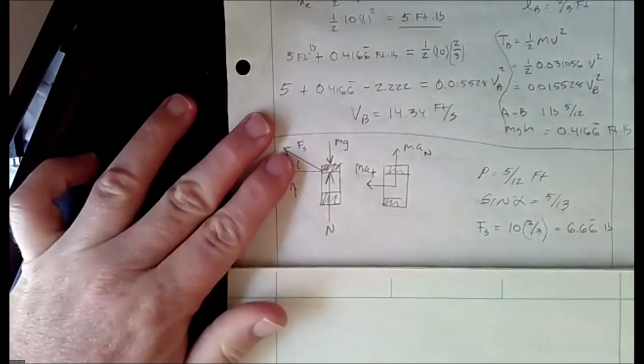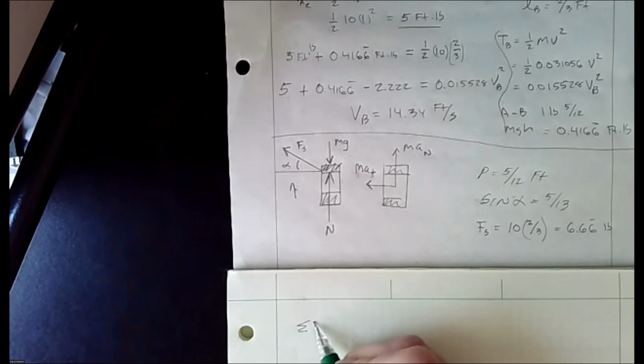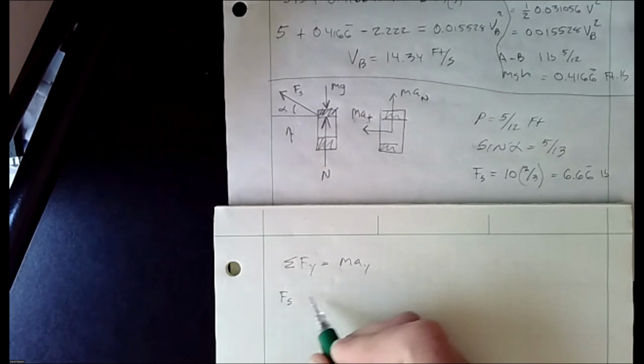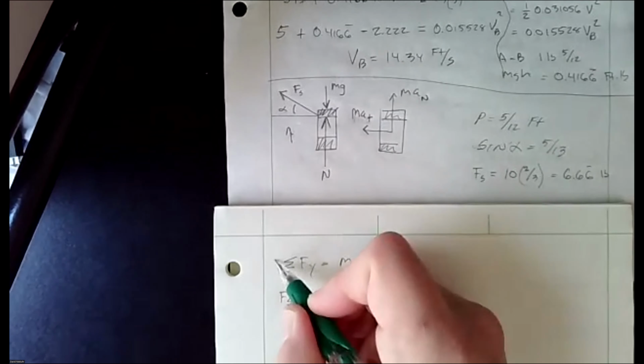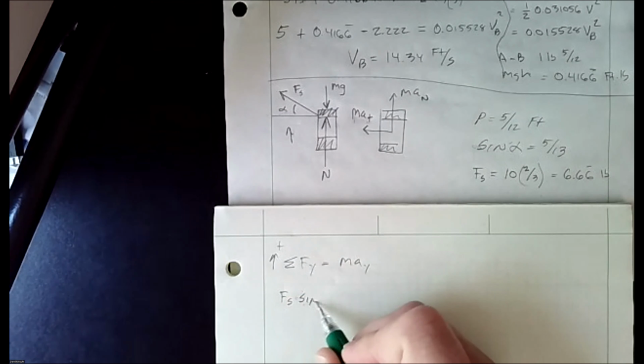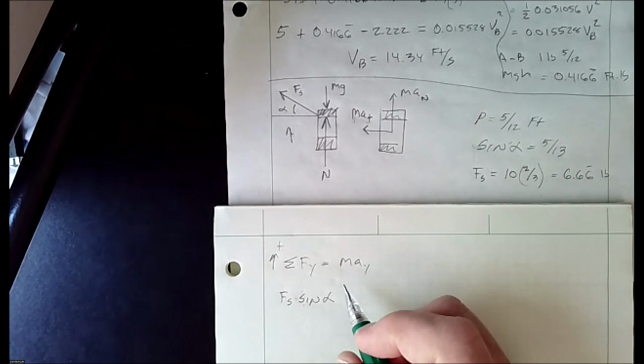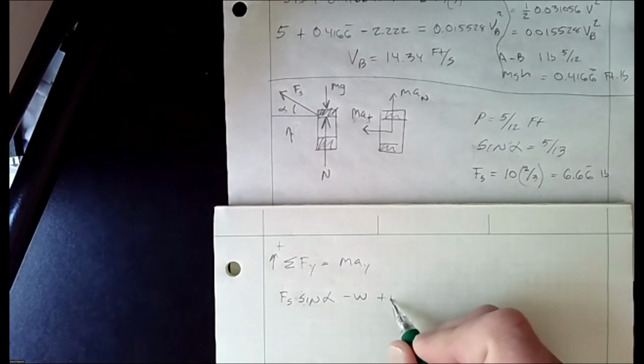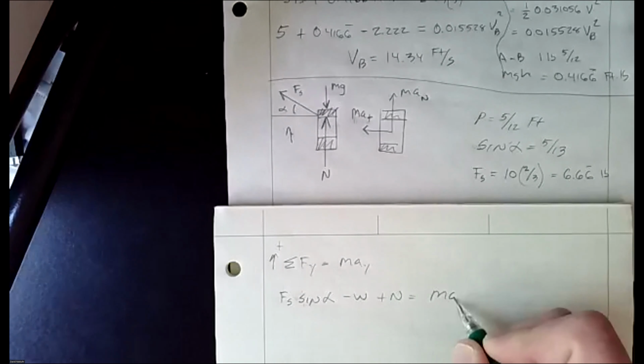So now what we need to do is just write our equation. We know that the sum of the forces in the y equals ma in the y. That's nothing new. So what is that going to look like? It's going to be Fs sine alpha, and again, we're assuming up is positive, and then minus the weight plus the normal force equals m a_n.